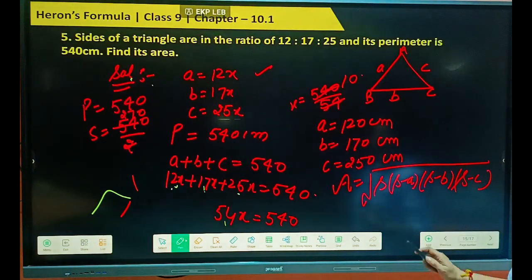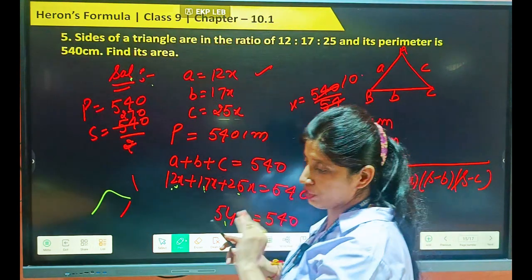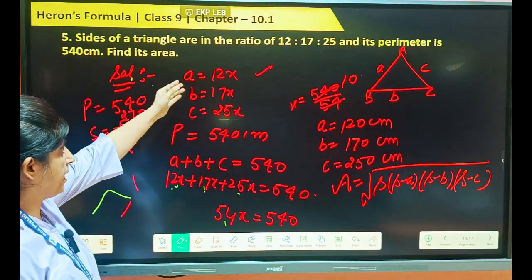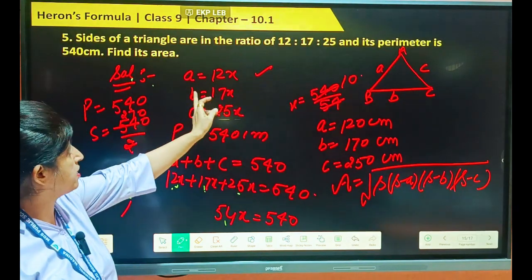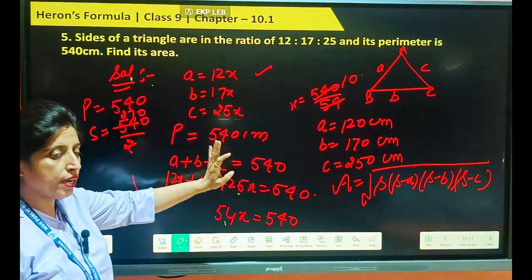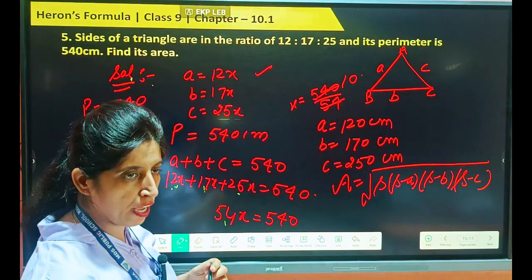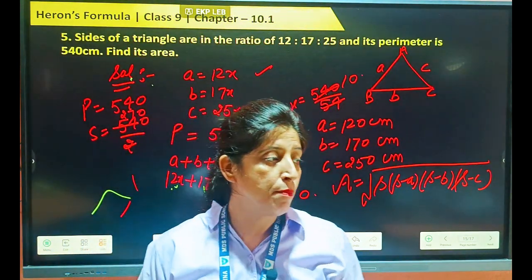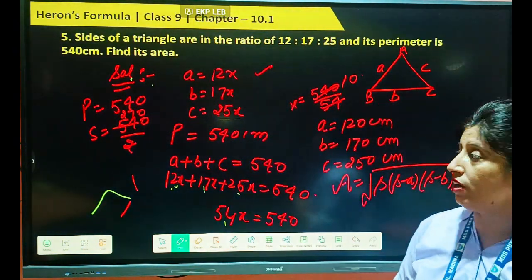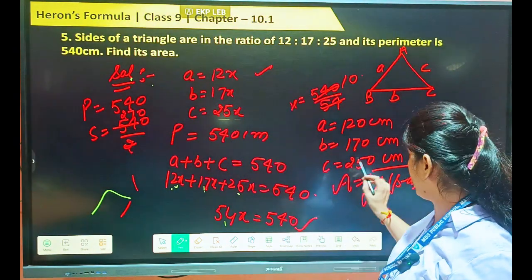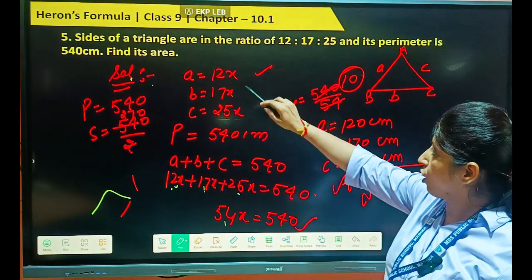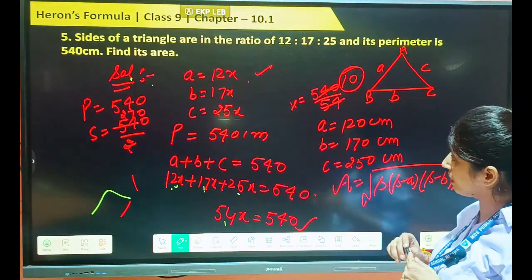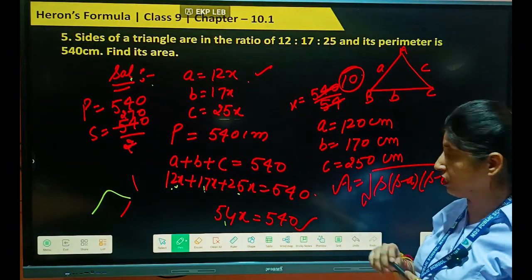Again I am telling this. देखो, 3 side ratio is given. If ratio is given, we will take any element with it, and then we will put that A side is 12x, B side is 17x, C side is 25x. ठीक है? Parameter is given 540. So first we will find the value of x using this parameter. Parameter is the sum of all sides. So we will add these all sides, then x value will come, that is 10. ठीक है? Now we will put x value in these all sides. A will be 120, B will be 170, and C will be 250 centimeter.